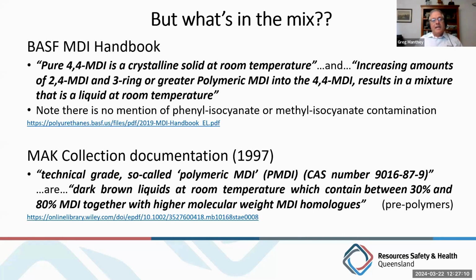Looking at MDI, BASF is a manufacturer of MDI, and they produce a handbook that has some information in it. Essentially, 4,4-MDI is a solid at room temperature, and they turn it into a liquid by adding in one of the other isomers, 2,4-MDI, and some short-chain polymerics, which converts it into a liquid. There's no mention in the BASF information about phenyl or methyl isocyanate. The MAK documentation, which should have led into that other slide, talks about polymeric MDI containing up to 80% MDI, and then the rest of it is made up of those higher weight short chain prepolymers.